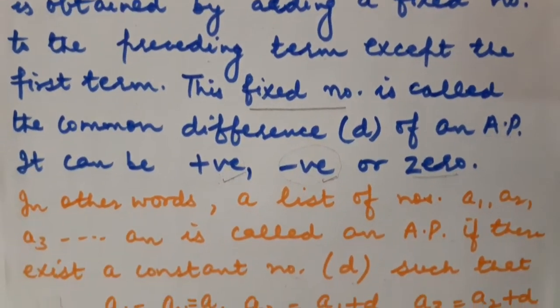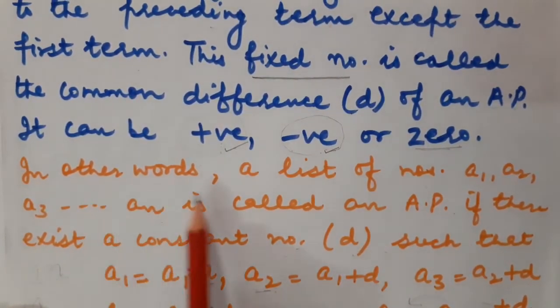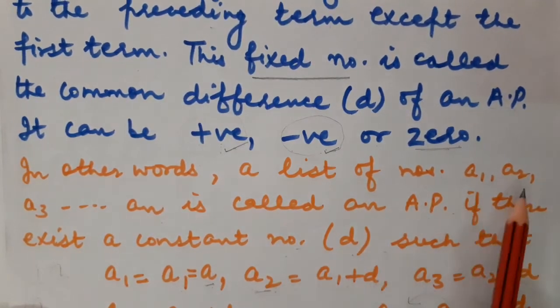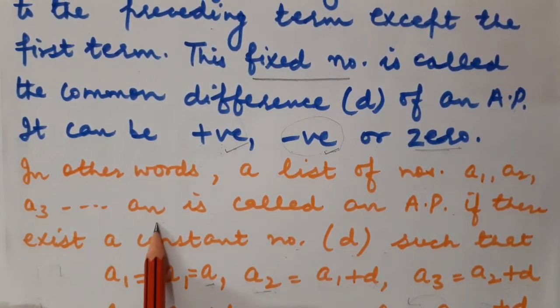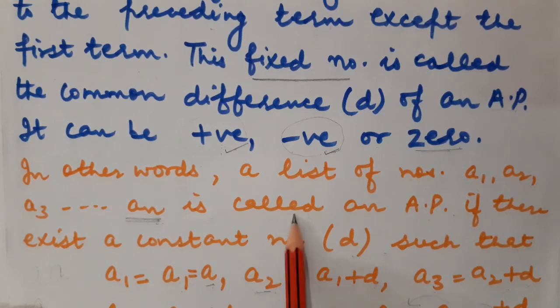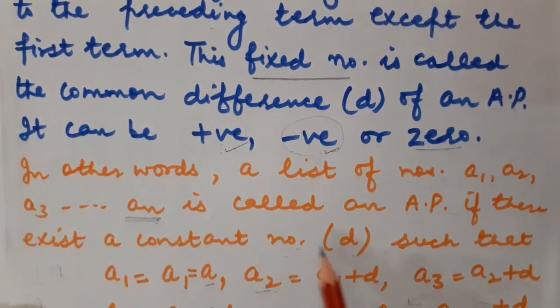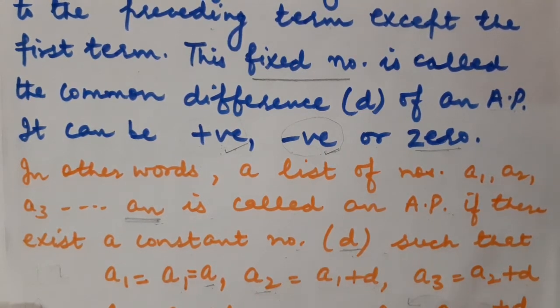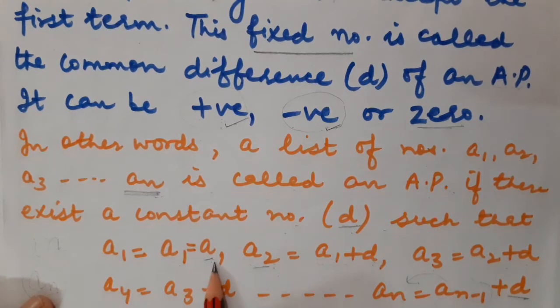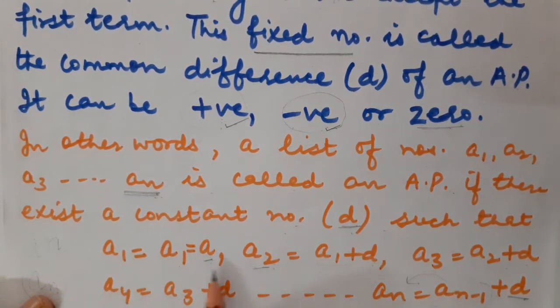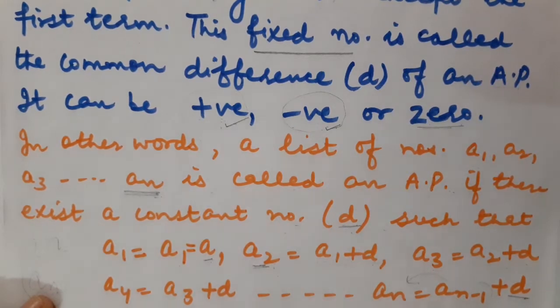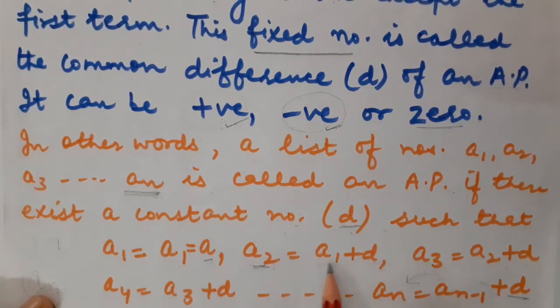In other words, a list of numbers like A1, A2, A3 and so on up to AN, where AN is known as the nth term of AP, is called an AP if there exists a common difference, or a constant value, that is D, such that A1 is equal to A. Children, we can call the very first term A1 as A also. How am I going to get A2? I add the common difference D to its preceding term, that is A1. So A2 will be equal to A1 plus D.